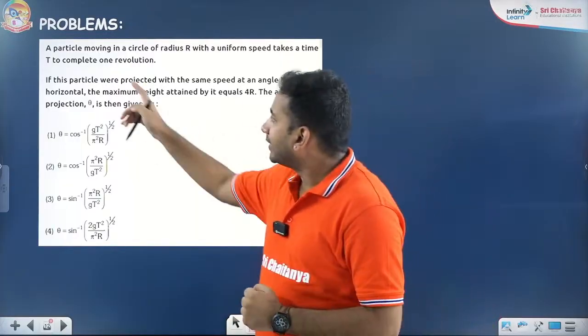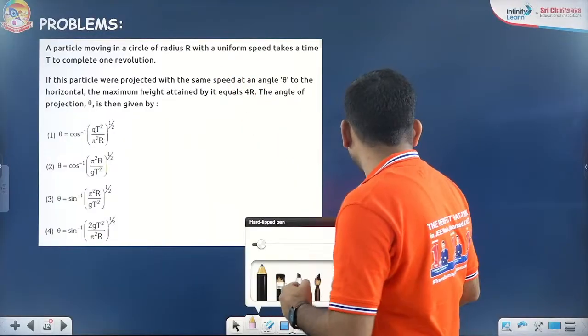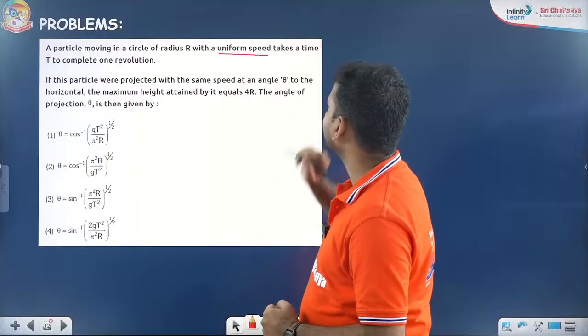So, a particle moving in a circle of radius r with uniform speed. Uniform speed means you are talking about uniform circular motion.